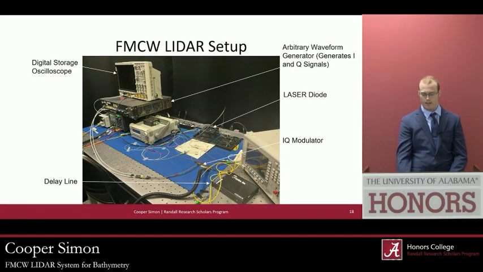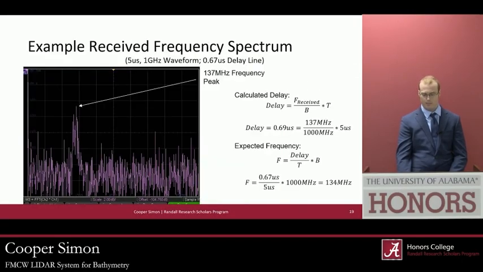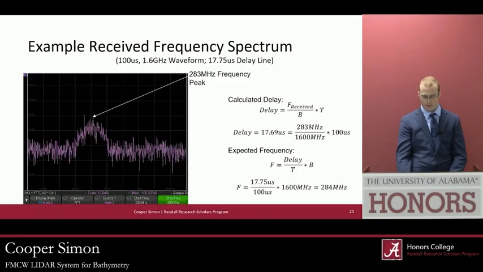And then above that is the laser diode, which creates the laser. So here's an example frequency spectrum showing a 137 megahertz frequency peak for a 5 microsecond, 1 gigahertz waveform on a 0.67 microsecond delay line, which corresponds to a calculated delay of 0.69 microseconds, and the expected frequency to have been received from the 0.67 microsecond delay line would have been 134 megahertz.